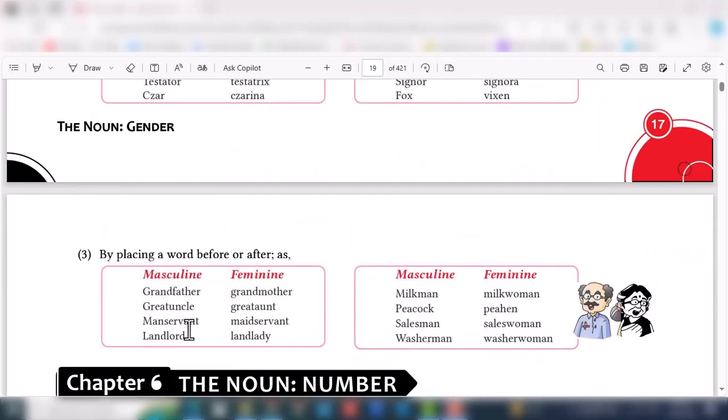Then by placing a word before or after, like grandfather, grandmother, grand uncle, grand aunt. We can say they are entirely different from others, like milkman, milkwoman, and salesman, saleswoman. These are the things.